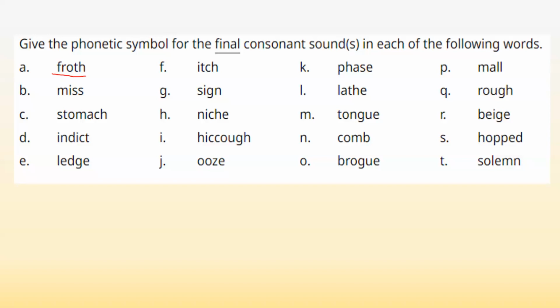Th is the final consonant sound, and I will write the symbol in front. This is the symbol for th. Actually, all of you know these symbols because during our discussion on classification of consonants, I was giving you the 22 consonant list. So this is the final sound. And the second word is miss. Pronunciation is miss. So s.